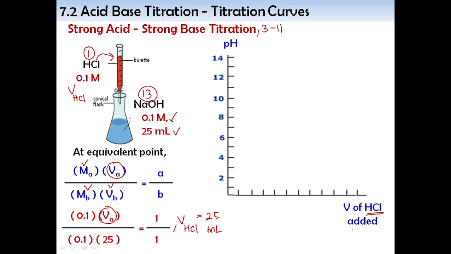And then the next step is we're going to draw a point. Remember, we're going to start with the pH of solution in conical flask and with in burette.